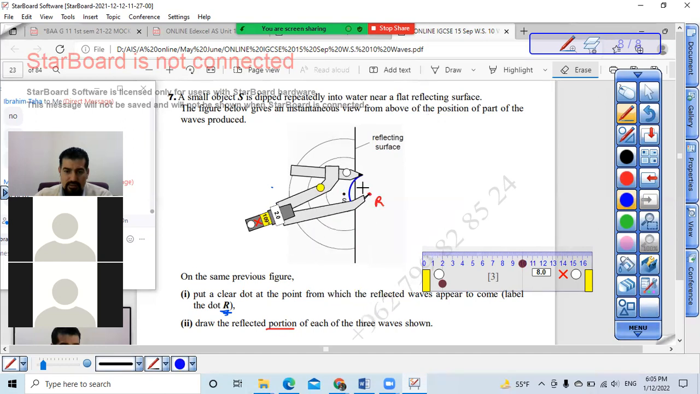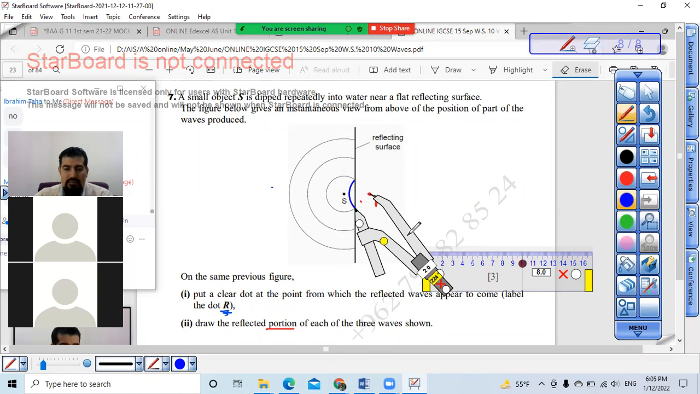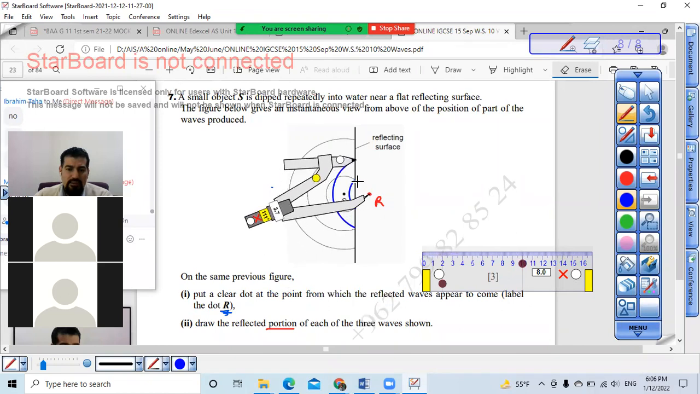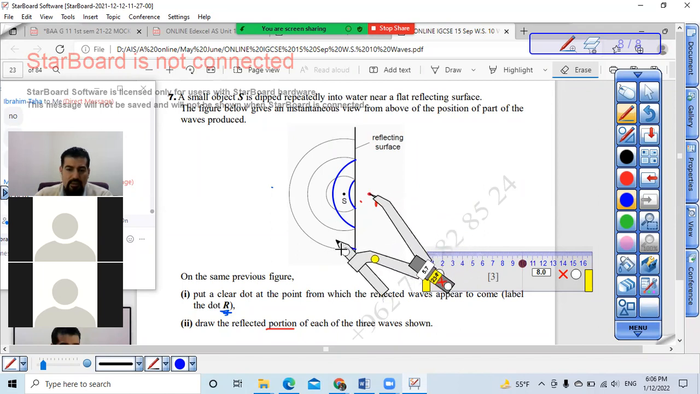Okay, like this. I will draw like this. This is the first one. I repeat it on the second wave here. Okay, then I'll draw like this. Then I'll repeat it on the third wave, like this. Then I'll draw the third reflection.